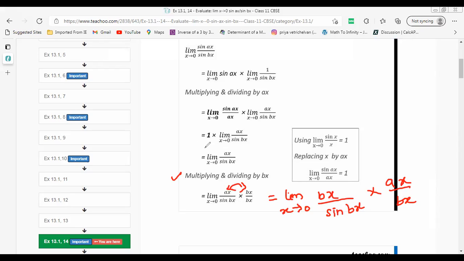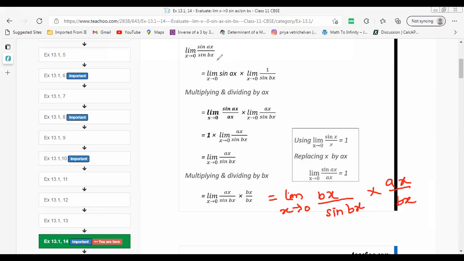Ma'am, why are we multiplying and dividing it again? Then only you'll be able to use this limit property. Oh, okay. We are trying to simplify as much as possible. You're with me, right? Yes, ma'am.